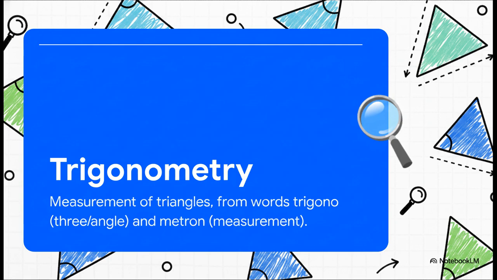People often hear the word trigonometry and immediately tense up. It sounds like this incredibly complex, intimidating subject reserved for advanced mathematicians. But the word itself literally just means the measurement of triangles. That's it. It derives directly from the ancient Greek words trigono, meaning three or angle, and metron, which means measurement.